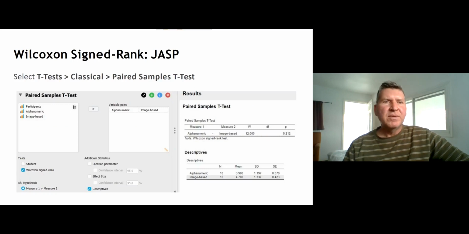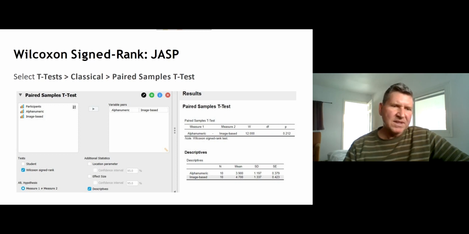In JASP, we would go to t-test, classical. Instead of independent samples, we go to paired samples t-test. And you can see here the test I have is the Wilcoxon signed rank test. And then you can see the alt hypothesis is that the two measures are not equal. And then we want the descriptives. And over on the side, you can see that we get a W score, which is our Wilcoxon value of 12. And this gives us a p-value that's greater than what our minimum threshold is, which is 0.05.